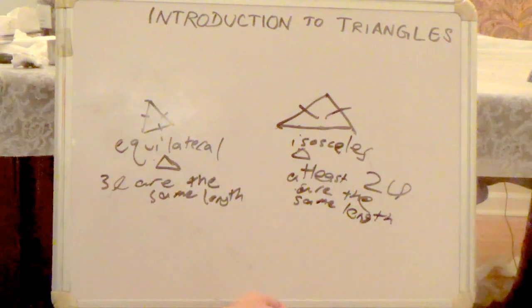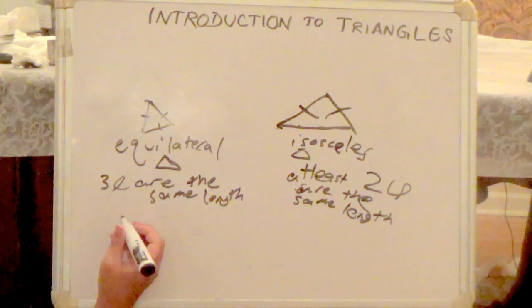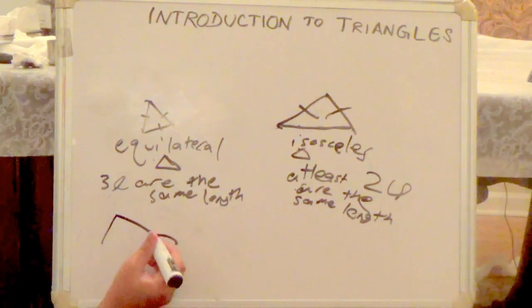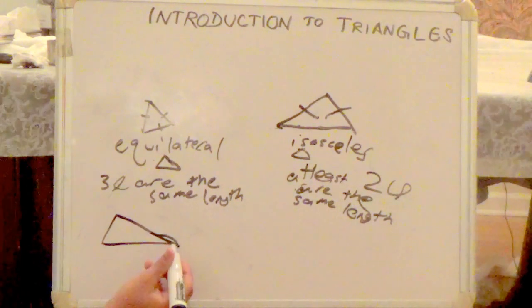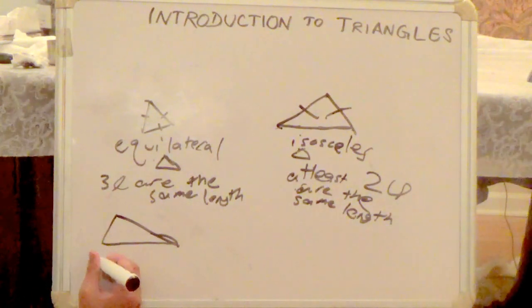And finally, we turn to our last type, which is none of the sides are the same length. In which case, we don't do any dashes at all, because none of these side lengths are the same as the other. No side lengths are the same.